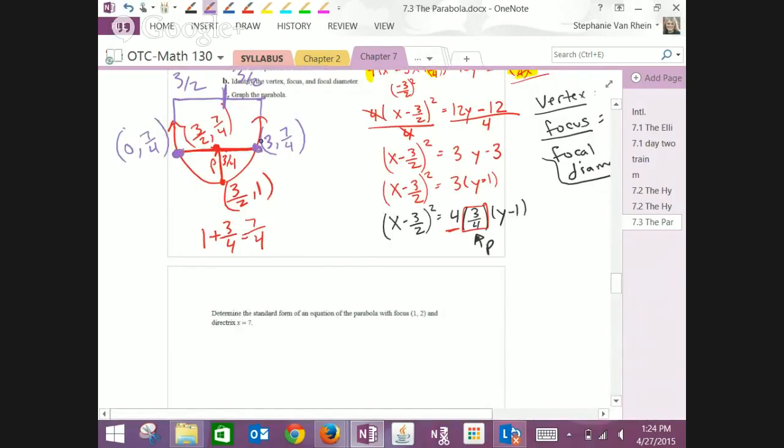The focal radius will be half of that. So you take your focus point and add p and subtract p from the x value, because the x is what's changing. The y is always the same. Do you see that?